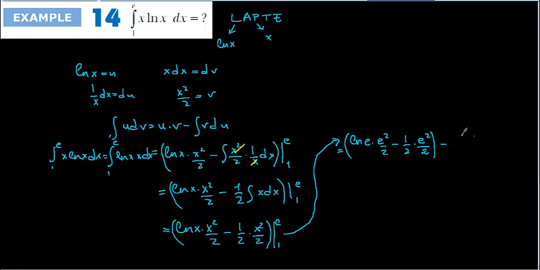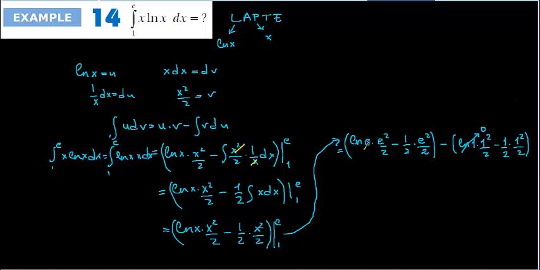The second one is ln 1 times 1 squared over 2 minus 1 over 2 times 1 squared over 2. Then this expression, ln 1 times 1 squared over 2, is equal to 0. That's why it's going to be completely 0, this expression.